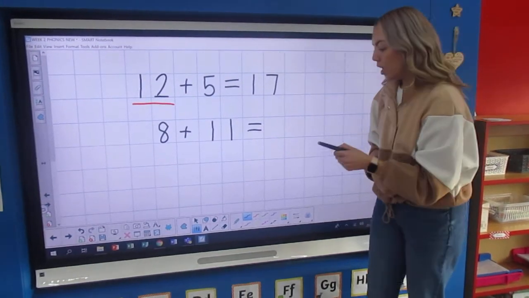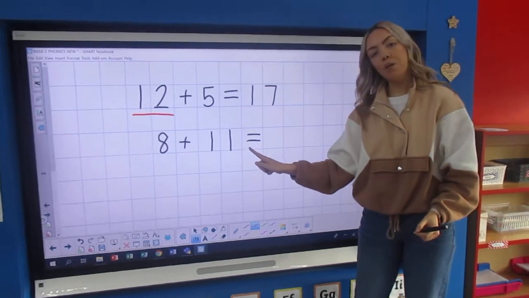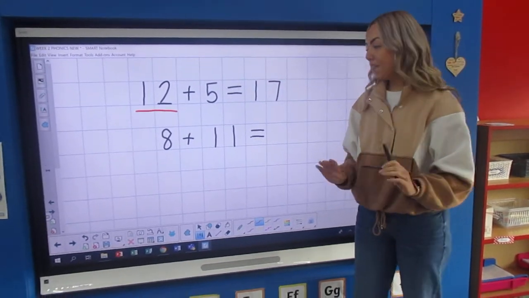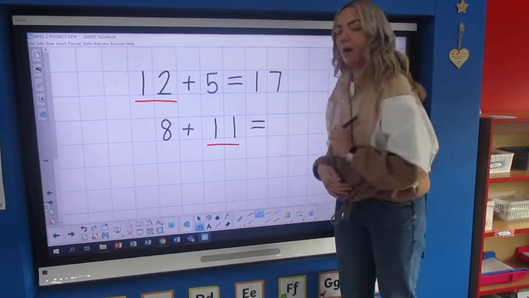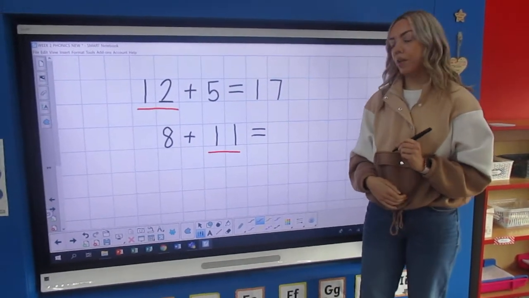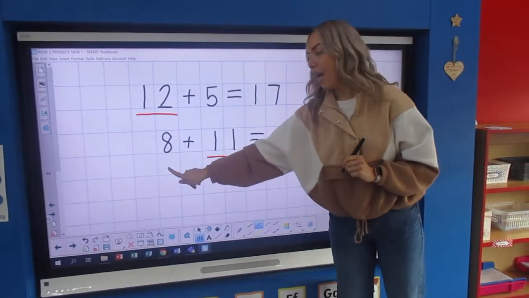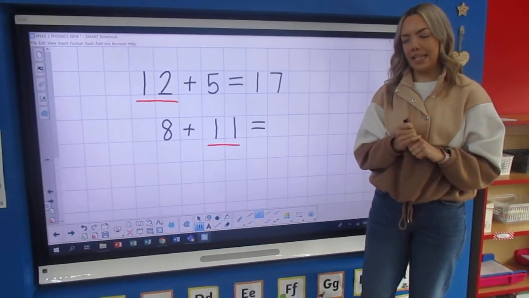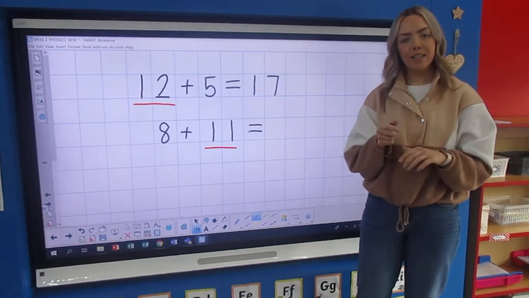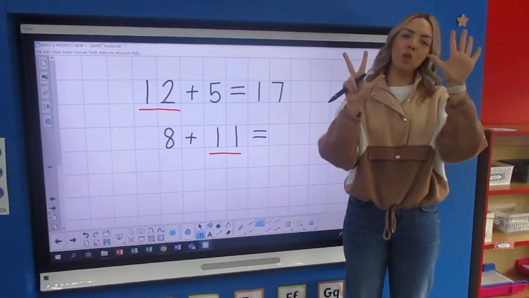Now remember, just because the biggest number is the second number in my number sentence, it doesn't mean that I can't use that number first. So I'm going to underline it because it's my largest number. Now I'm going to start with the number 11 in my head, and I need to add on 8 more. So how many fingers do I need to get? 8. So 11 in my head and 8 fingers. So counting upwards from 11.